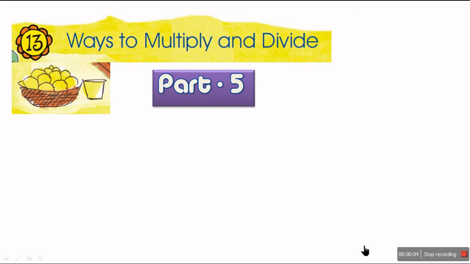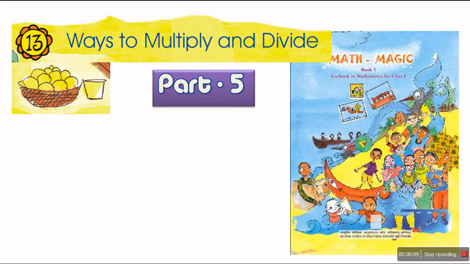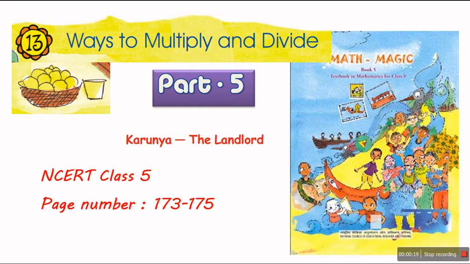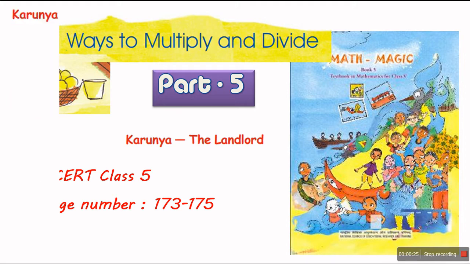Friends, let us start Part 5, Chapter 13, Ways to Multiply and Divide, Class 5. In this video, we will discuss Karunya, the landlord. Karunya is a person who has some fields, so we need to calculate the area of the field and the cost of the field. This is related to NCERT Class 5, page number 173 to 175. So let us start. Karunya, the landlord.